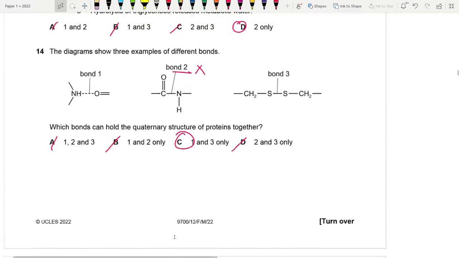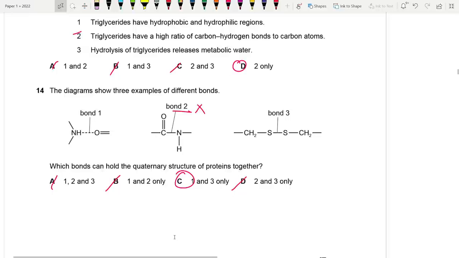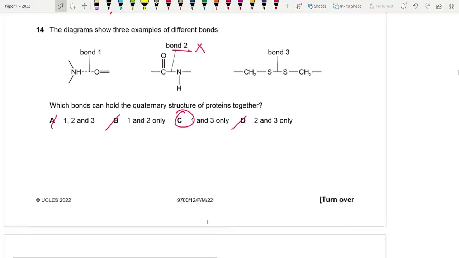Okay, so there's one thing I want to say about 14. Quaternary structure, I actually was talking about tertiary structure, but tertiary and quaternary are almost the same. Okay, remember that.